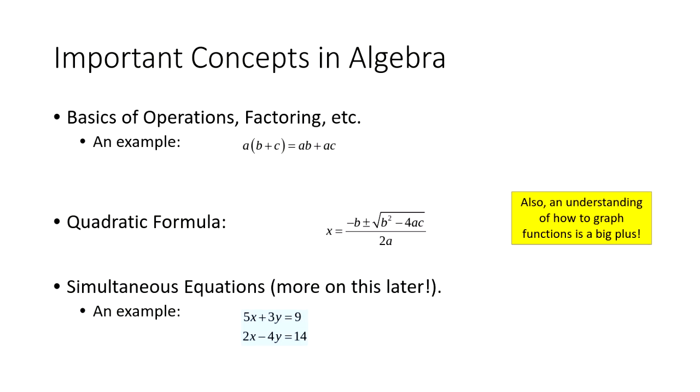So for instance, here's an example of a simultaneous equation. It's probably been a while since you've done these types of problems. I have two equations and two unknowns: 5x plus 3y equals 9, and 2x minus 4y equals 14. What are the magic values of x and y that satisfy both of those equations? That's going to be very important to understand in this class, because we're going to be doing a fair number of these types of problems this semester.